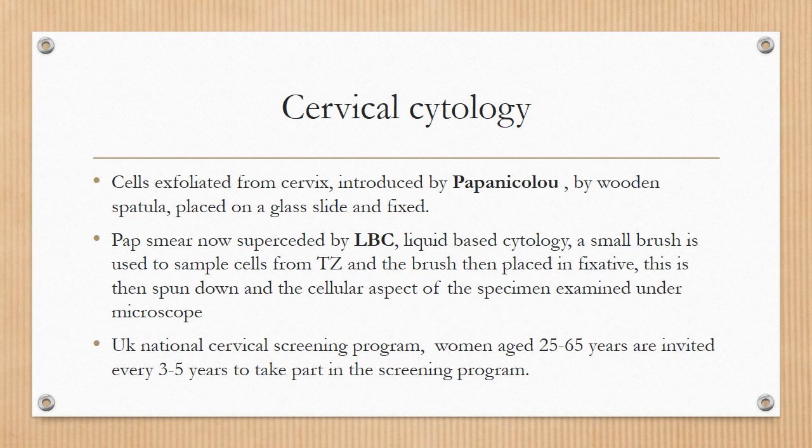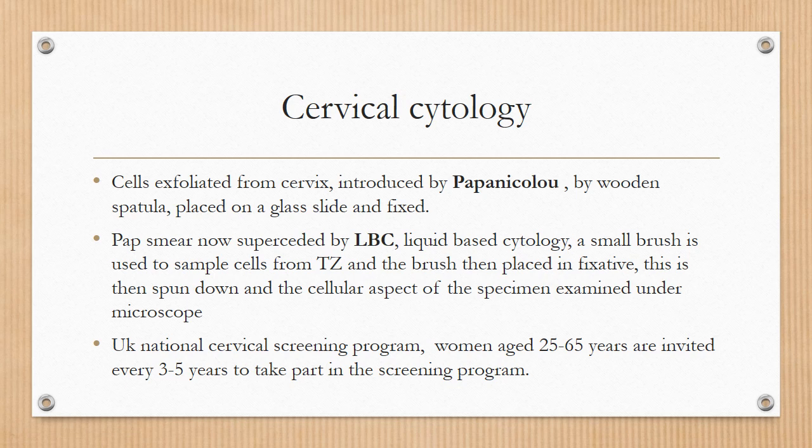In liquid based cytology, a small brush is used to sample cells from the transformation zone, and the brush is then placed in a fixative. This is then spun down, and the cellular part of the specimen is examined under the microscope. Here again a glass slide is made, but a fine one. This liquid based cytology has a lower false positive rate and increased sensitivity and specificity, because cervical mucus and blood are all washed away, and only the cells are examined under the microscope.